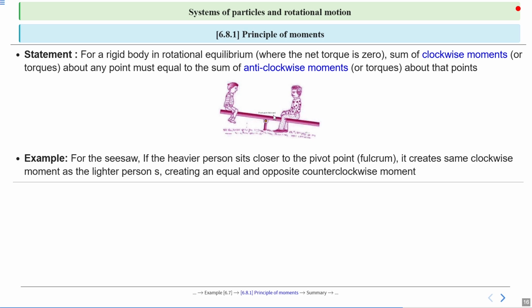So the principle of moments states that for a rigid body in equilibrium, the sum of clockwise moments about any point is equal to the sum of anti-clockwise moments about the same point. A moment is the turning effect of a force, calculated by multiplying the force by the perpendicular distance from the line of action of the force to the pivot point, the point about which the turning effect is considered.